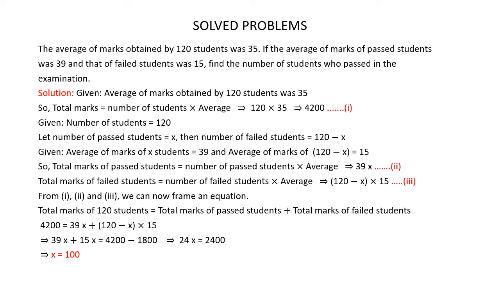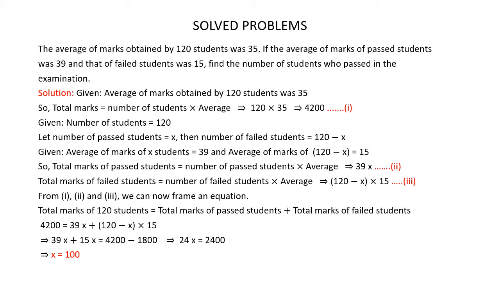So total marks of passed students is equal to number of passed students multiplied by average, which is 39 multiplied by x, which is 39x. So total marks of passed students is 39x. This is the second equation.